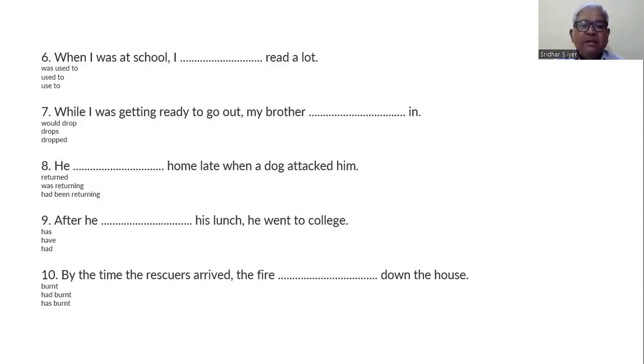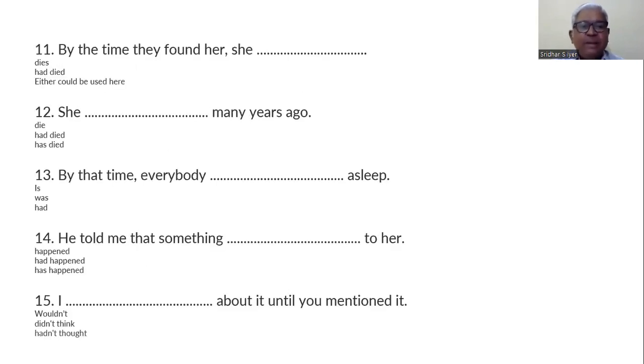By the time the rescuers arrived, the fire dash down the house: burned down the house, had burned down the house, has burned down the house. So here it is slightly tricky. By the time the rescuers arrived, the fire burned down the house can be the answer because it's in the past tense. Burned, burnt. Had burned down the house would be the past perfect. All right, so I guess you learned a few things today.